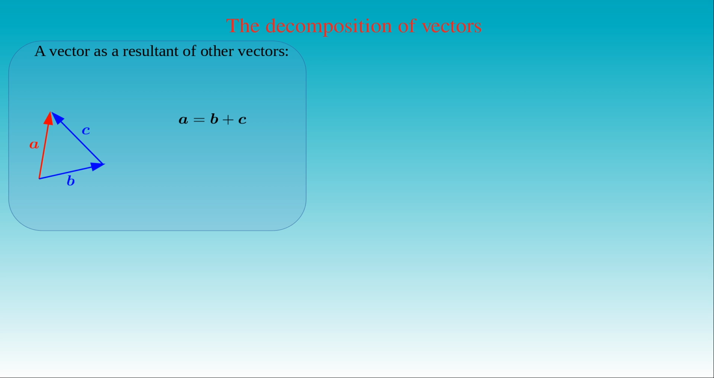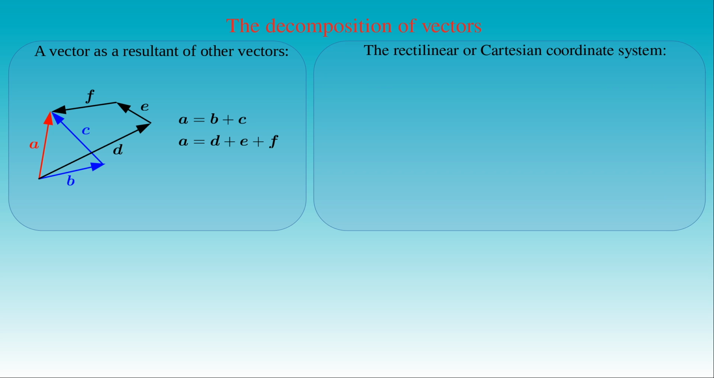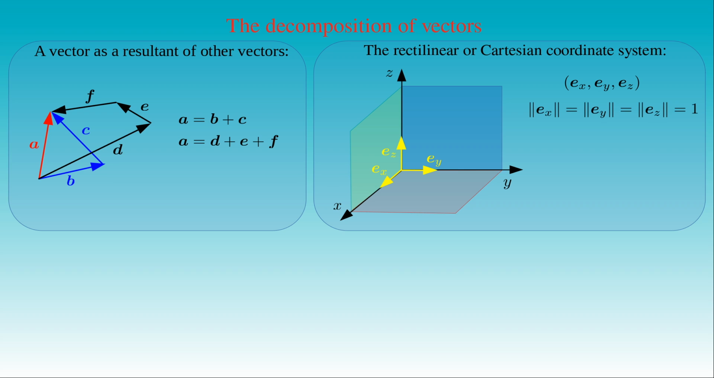But we can have many other ways to make such decomposition. For example, we can take the vector D, the vector E, and the vector F. Their vector sum also gives the vector A. What we use generally for the decomposition is a set of coordinate basis vectors. If we consider the rectilinear or Cartesian coordinate system, with the axes x, y and z, we can define the basis vectors ex, ey and ez of the coordinate system. These vectors are unit vectors, that is, they have unit length. They are also mutually perpendicular to each other, as we can see in the figure.